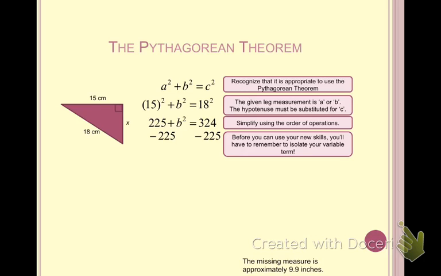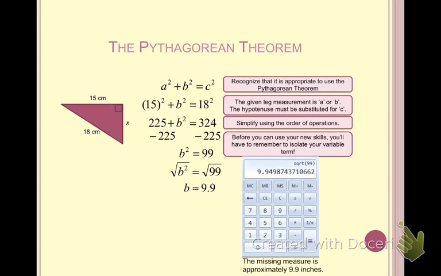225 plus b squared equals 324. Now, in order for us to solve this, we have to subtract 225 from 324. And that leaves us with b squared equals 99. We take the square root of 99 and we get approximately 9.9.